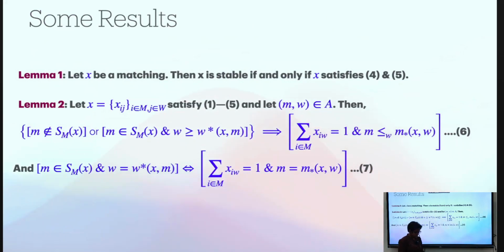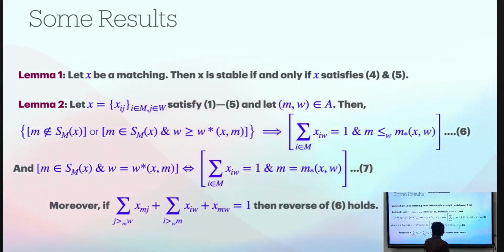Okay. Now, it turns out if this constraint is tight, when I say tight, I mean equality holds. So what is this constraint telling me? It's saying for this man and woman pair, from the man's perspective, consider all those women he likes strictly more than this W. These contribute.